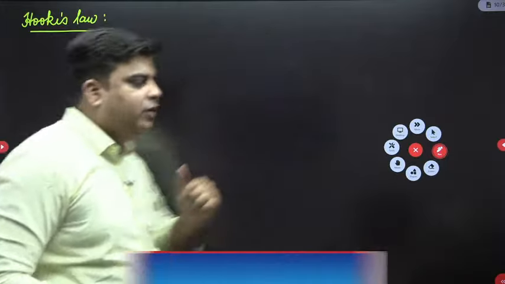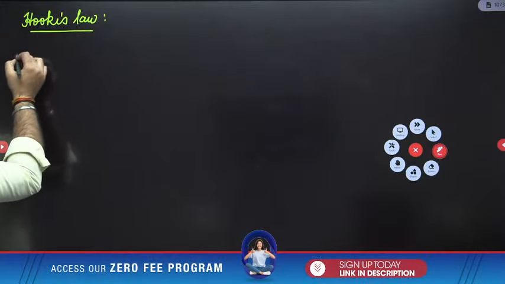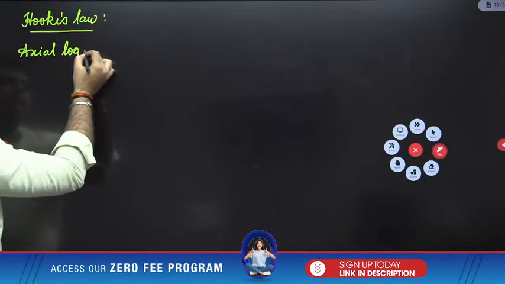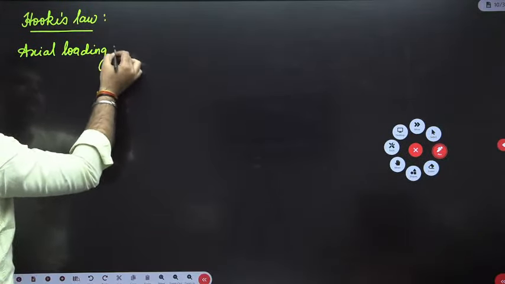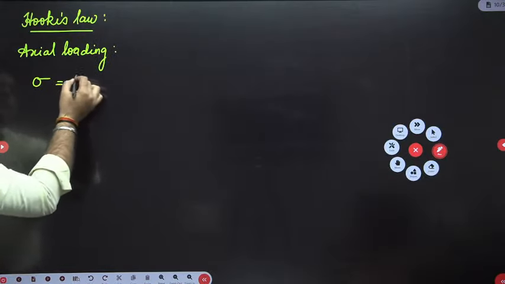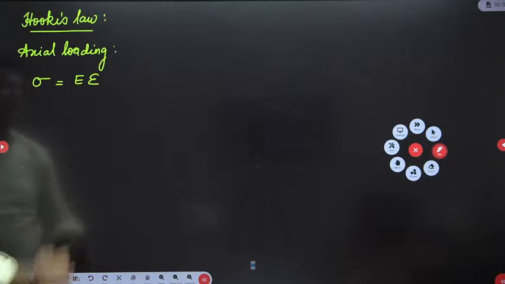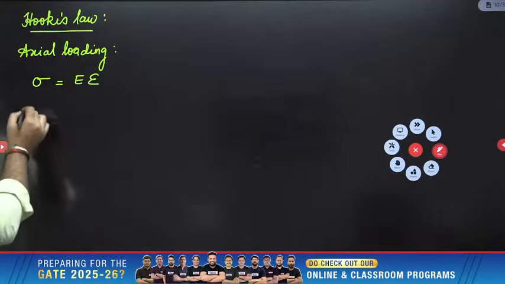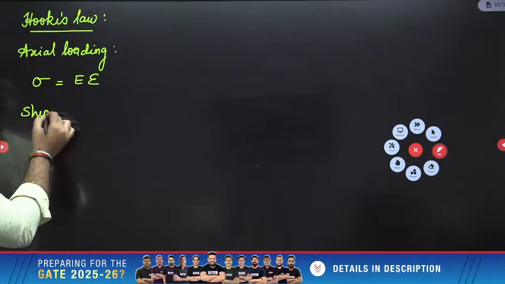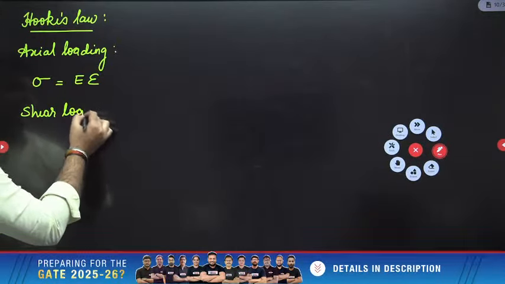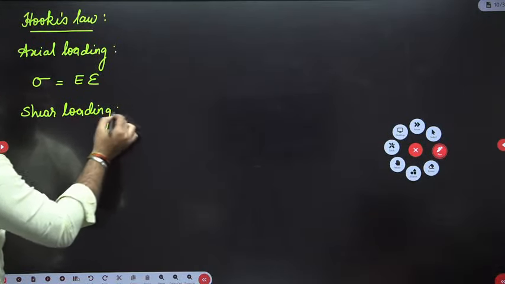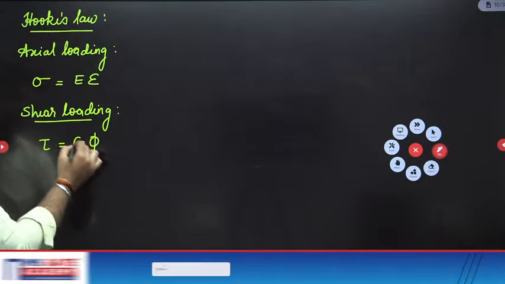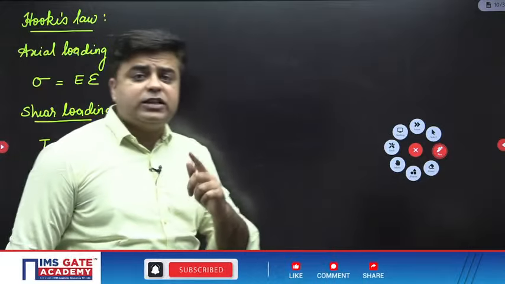I am here to tell you that we have three different types of Hooke's law. First one is for axial loading. Hooke's law for axial loading states that axial stress is equal to Young's modulus into axial strain. Second one is Hooke's law for shear loading, which states that shear stress is G into phi, where G is the modulus of rigidity and phi is the shear strain.